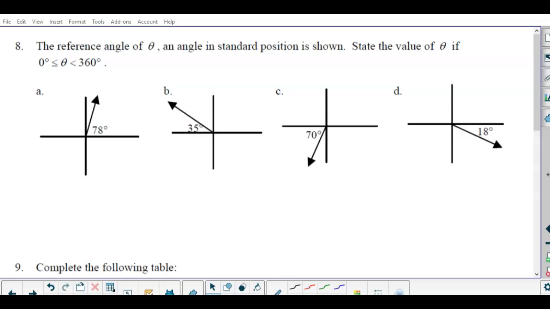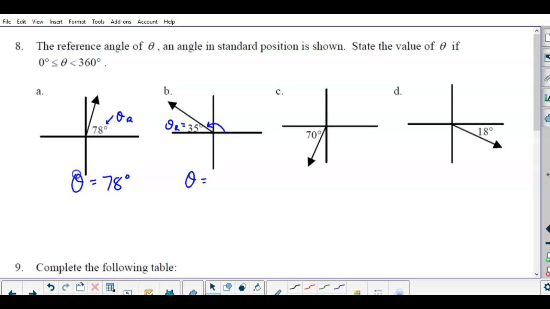Some diagrams with the reference angle shown. State the value of the actual position vector theta. So these are the reference angles. So this is theta reference. What is theta? Well, if it's in the first quadrant, they are equal to each other. It's just the same value.